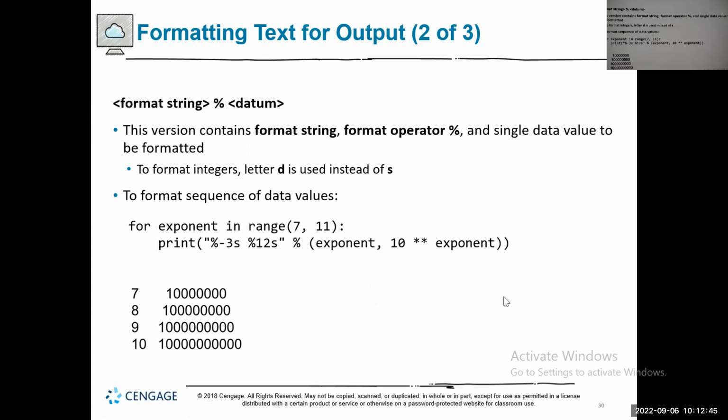So we have the format string and percentage and datum here. For this one, I have the percentage and -3. Whenever we have a negative, that means it's justified on the left, right? The number 3 here means I want to keep the width of 3 characters.